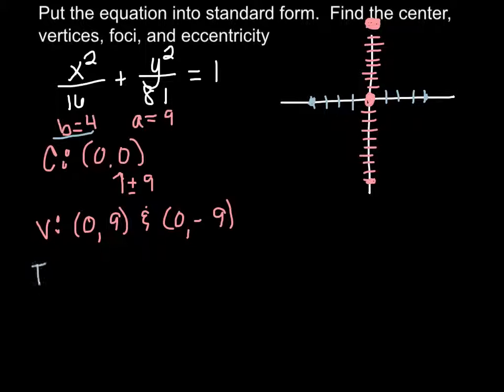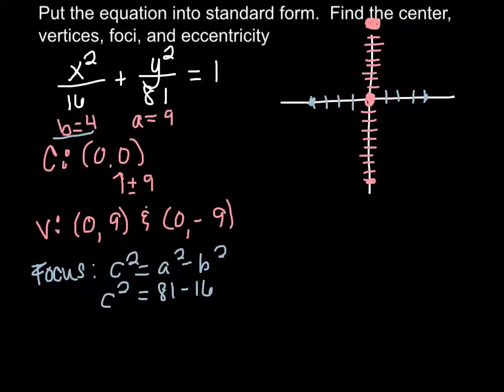The focus has a formula: c squared equals a squared minus b squared, which is 81 minus 16. Therefore, c squared equals 65, and c equals plus and minus rad 65. Now, that's approximately 8.1.